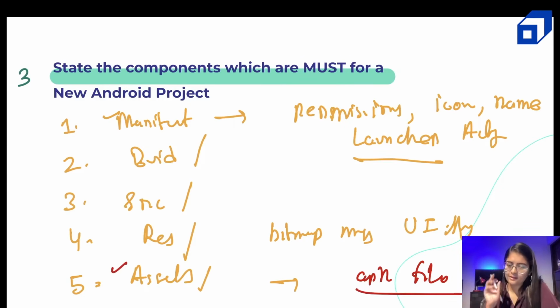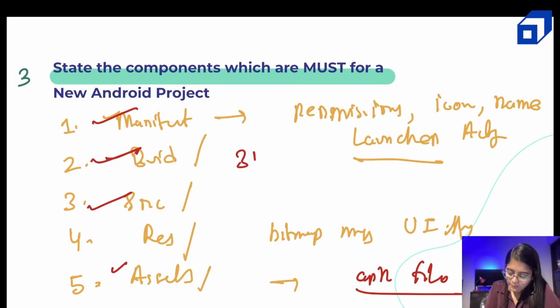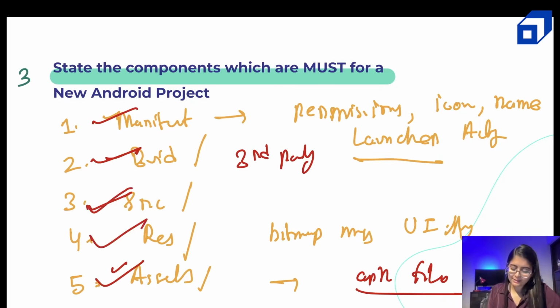So inside the app there is a file which can be converted to APK. So we have manifest, build, src. Inside build we have that Gradle file, in which we add all the third-party dependencies, like for images you have Picasso. If you deal with APIs, you have Retrofit, Volley, etc. And then you have source directory, res, and assets.